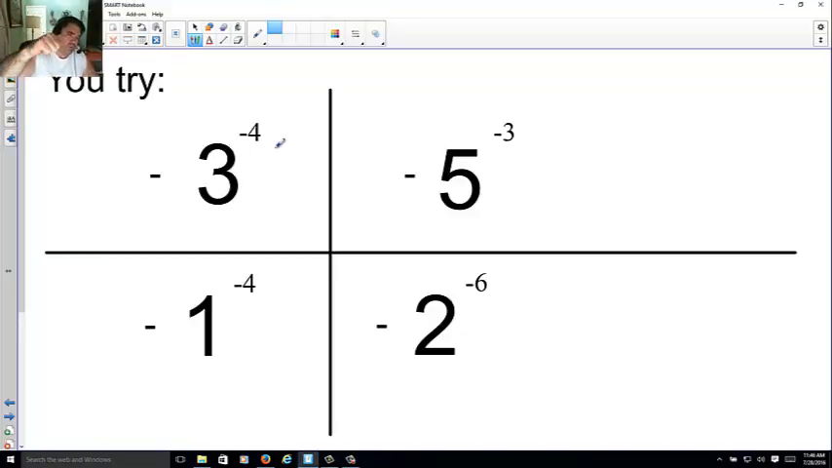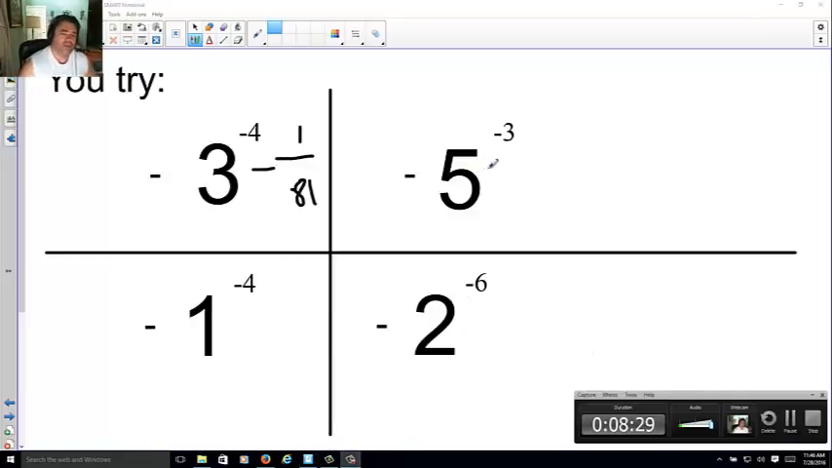3 to the fourth power, 3 times 3 times 3 times 3 is 81. How do I know that, by the way? Because if I have 4 3's, 3 times 3 is 9, and 3 times 3 is 9, and 9 times 9 is 81. That's the easy way of doing it. But it's a negative exponent, so 1 over. And the negative makes it negative 1 over 81.